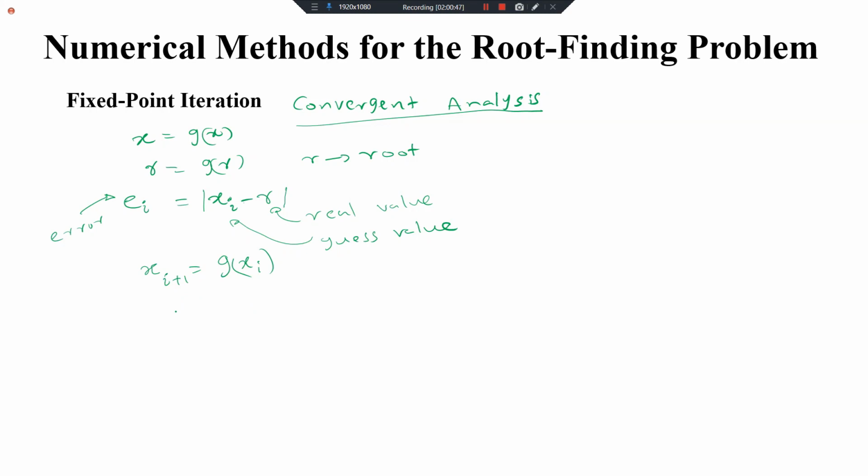So now our E_i equals the guess value minus the real root, E_i plus 1. With the mean value theorem, you can get, let's say this way.